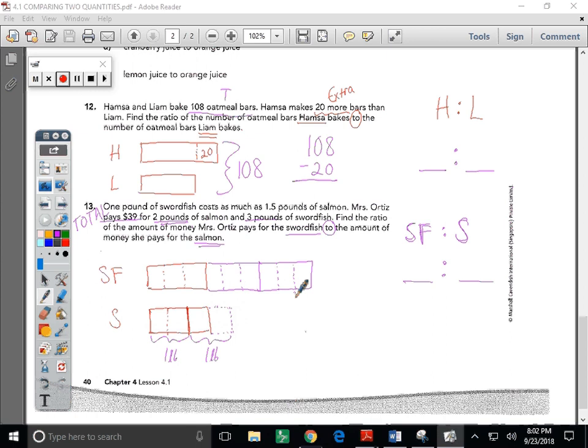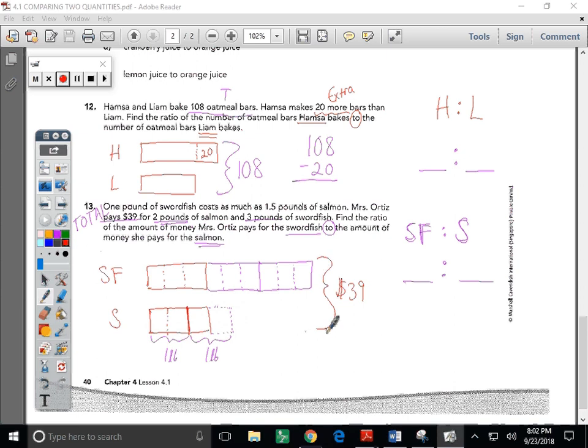Oh, we're so close. My bar model is complete, but I'm missing an important label. I save this for later, I oftentimes do. The total. Well, the total is $39. That was not just the swordfish. That was not just the salmon. That was both of them included. So I'm going to show $39 over here, going with both bars.